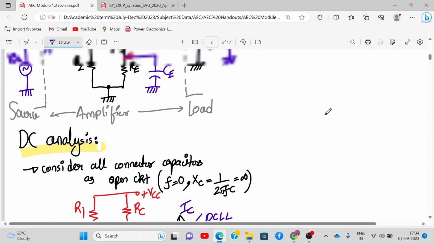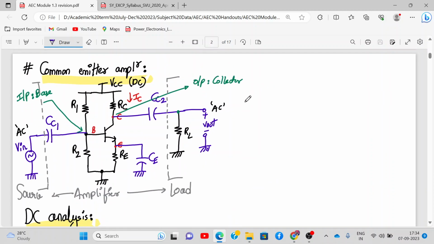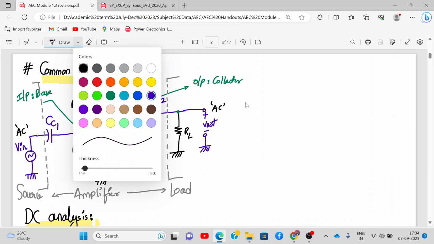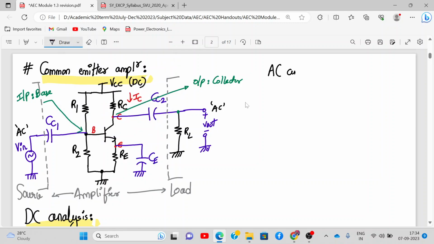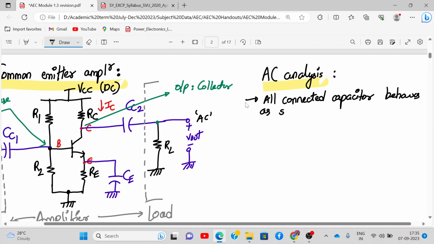Okay, now we'll come to business and talk about AC analysis. So for the AC analysis, you can write down from now, after you have drawn the circuit. For the AC analysis, we have the following assumption. We'll assume that all connected capacitors behave as short circuit. This is an assumption, okay?